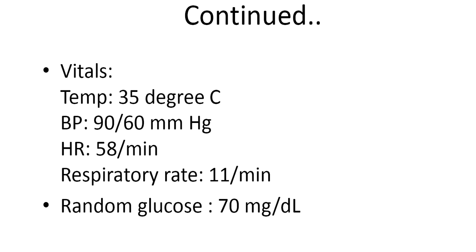You can see the examination findings now. It is very clearly written. The temperature is 35. This is a very low temperature, is it not? The patient is in hypothermia. Blood pressure is also low, 90 by 60 millimeters of mercury. Heart rate is also low, bradycardia, 58 per minute. Respiratory rate is also on the lower side, only 11 per minute. Random glucose is almost okay, 70 milligram per deciliter. These are the vitals which you check for when the patient comes as an emergency.